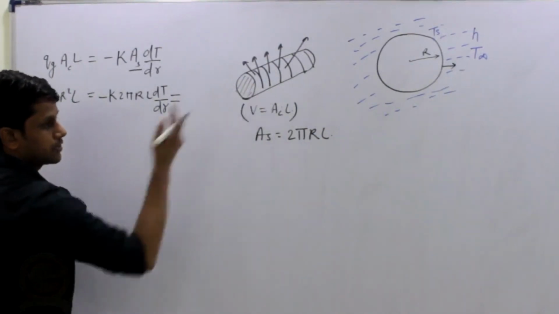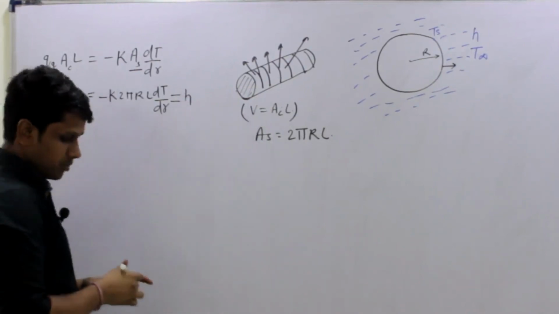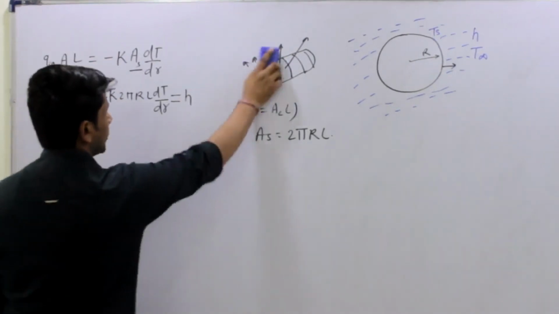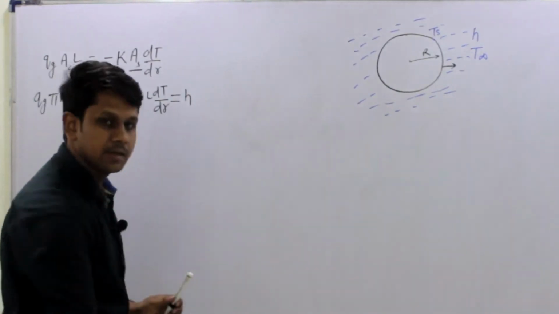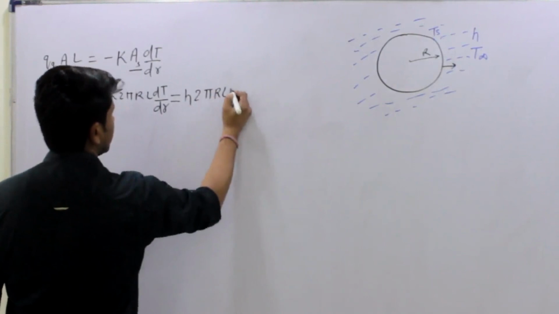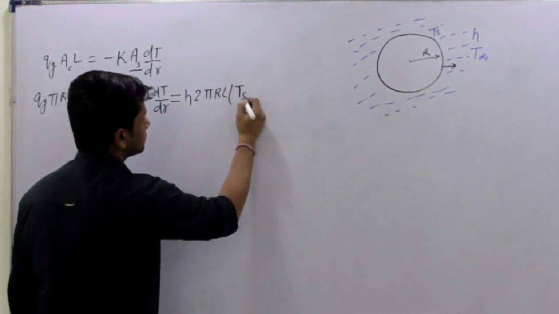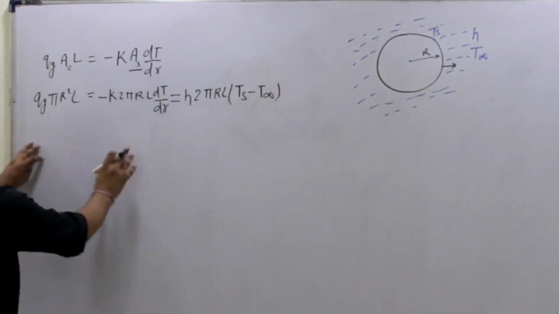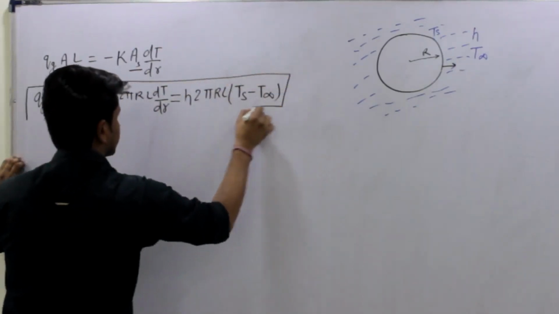So for convection in fluid, we can write this equation h into, again, the area of heat transfer will be what? Area of heat transfer will be 2 pi r into L, because convection will also occur from the surface area, right? So it will be 2 pi r into L into the temperature difference, which is Ts minus T infinity, right? So this is our heat balance equation in case of solid cylinder.